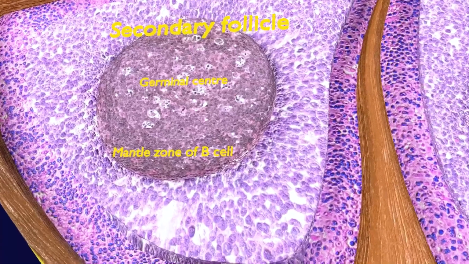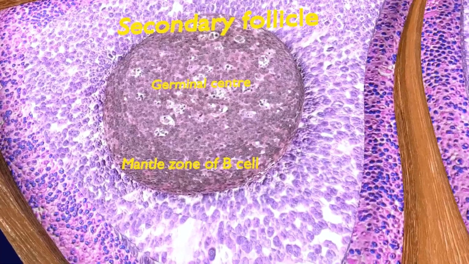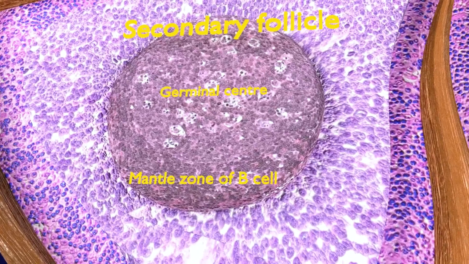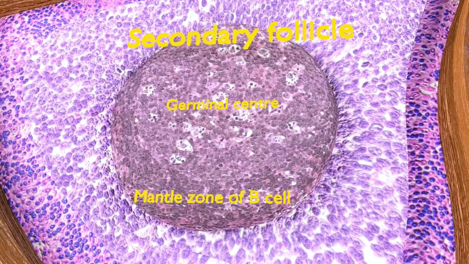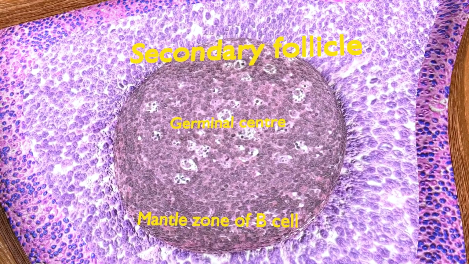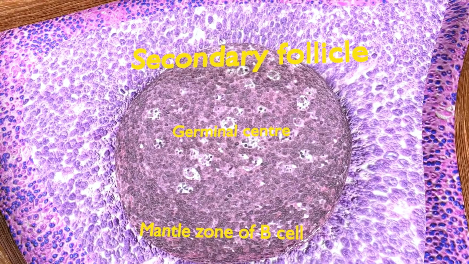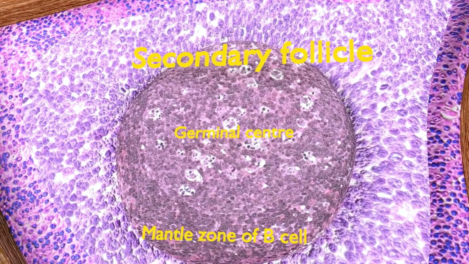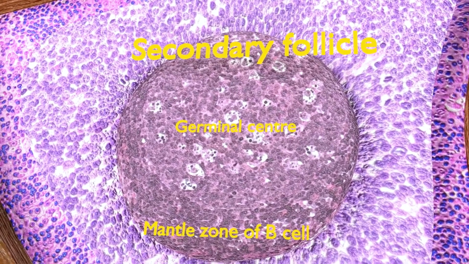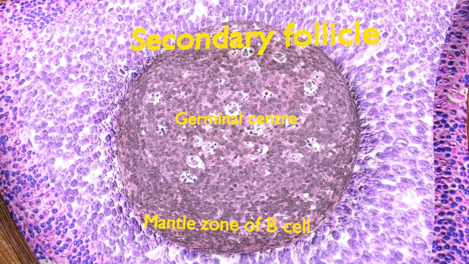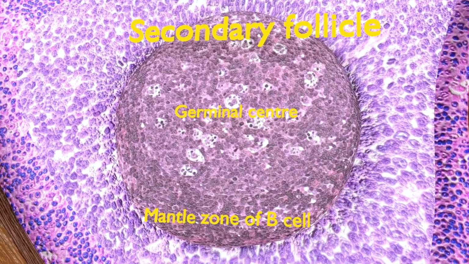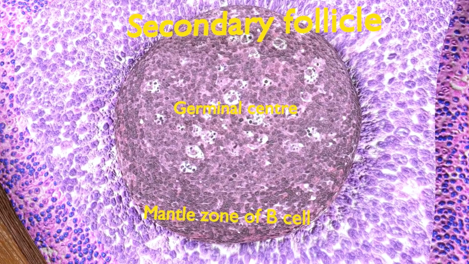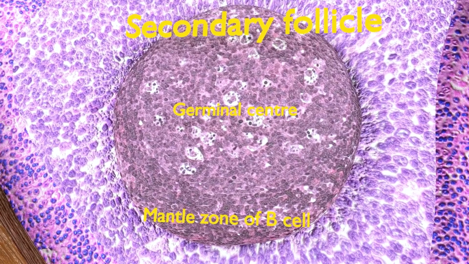As we know, primary follicles have lymphoid follicles without a germinal center. On the contrary, secondary follicles have lymphoid follicles with a germinal center. Primary follicles mostly contain B cells, whereas secondary follicles mostly contains lots of T cells, B cells, plasma cells and antibody.